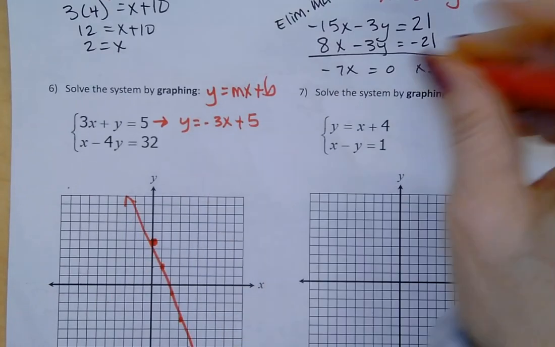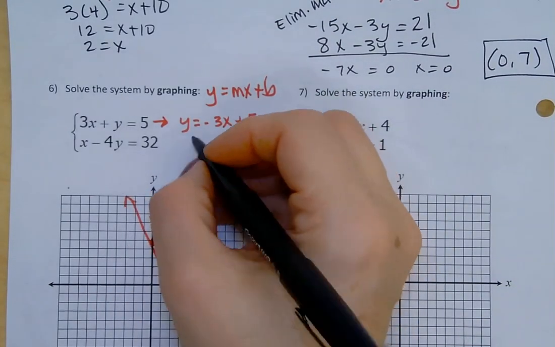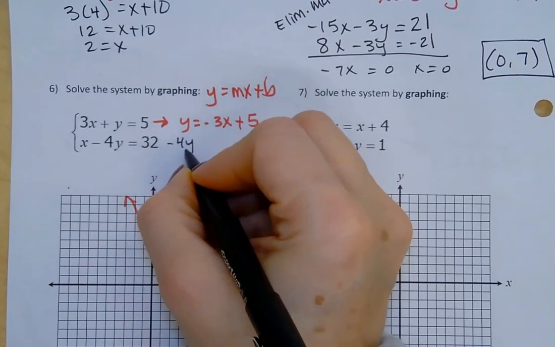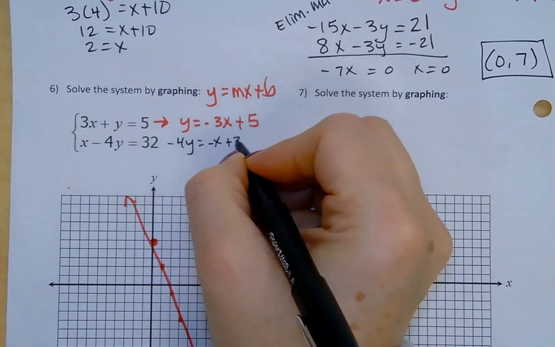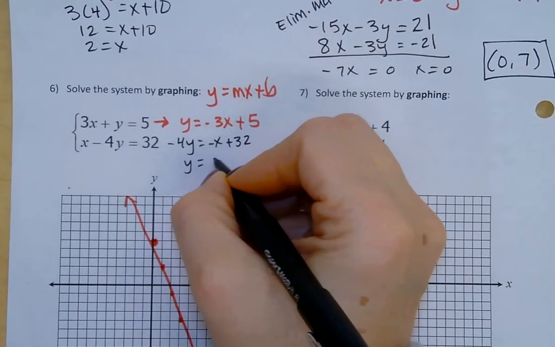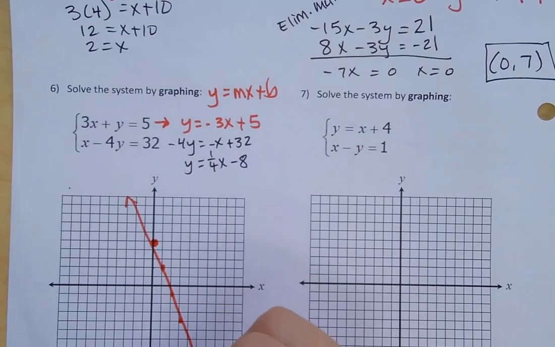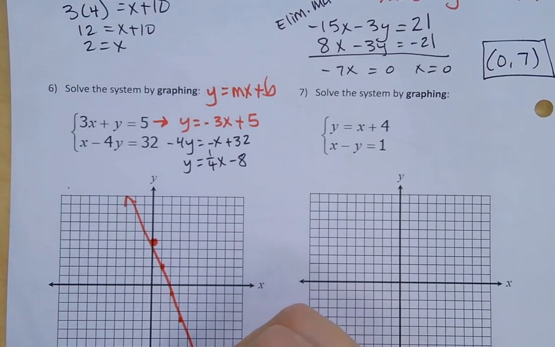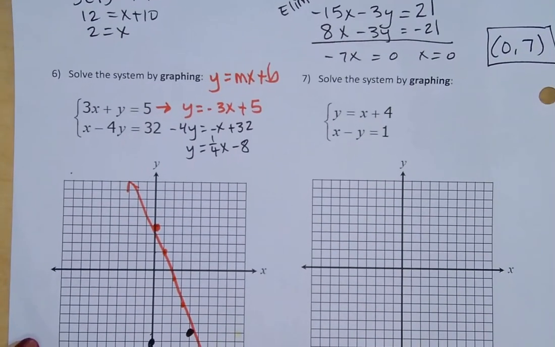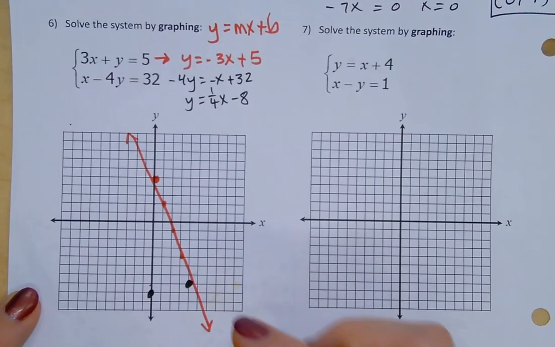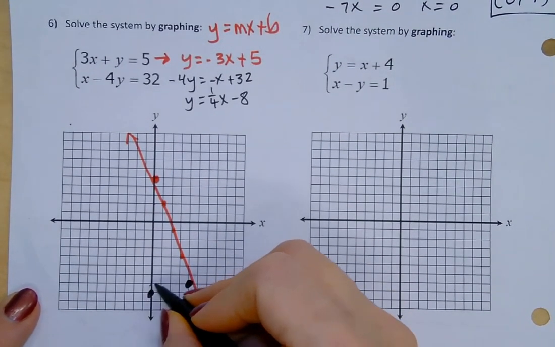And then my other equation, I'm going to rearrange. So I have -4y equals -x plus 32. And I have y equals 1/4 x minus 8. So I start at -8. And I go up 1 over 1, 2, 3, 4. So that point right there, oh my goodness, I'm so sorry. I started at -8 and I went up 1 over 4.